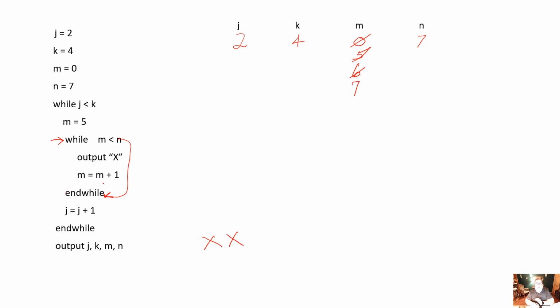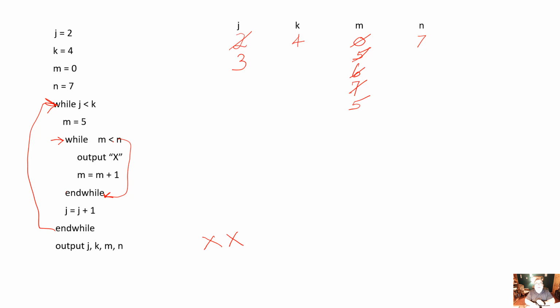It says J equals J plus 1. Oh, okay, so J becomes 3. And now we have the end while, so we go back up to here. It says while J is less than K. J is less than K, yeah, it is. Oh, look at that. M equals 5 again, because we enter the body. So M equals 5 again, and then we enter the inner loop again.